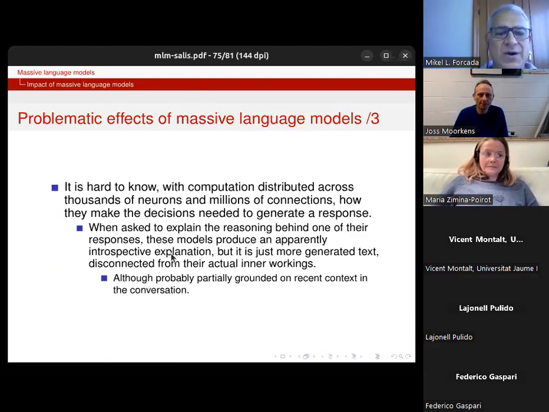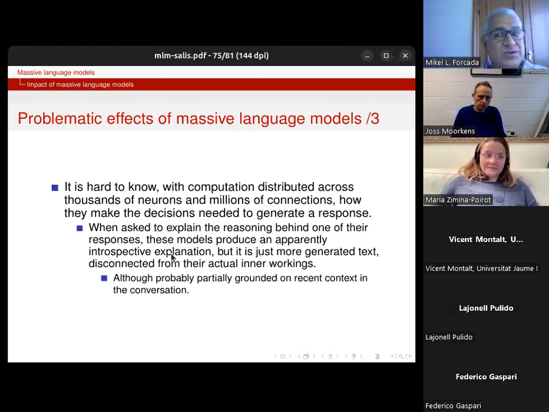Also, it is hard to know what is actually happening, with this computation being distributed across thousands of neurons and millions of connections, and how they make the decisions needed to generate a response. Some people are tempted to ask the system to explain, how did you come up with this? And the models produce an apparently introspective explanation, but it's just more generated text.